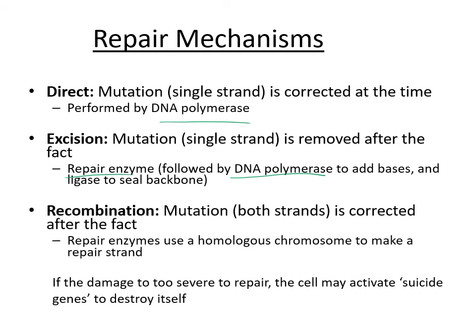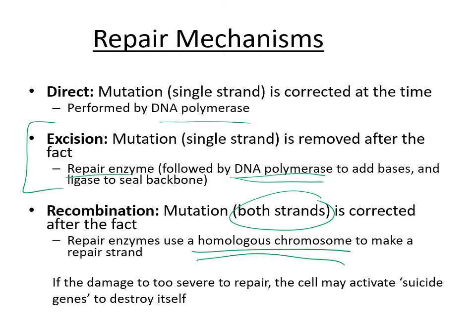And recombination, where, again, excision would be for one single strand. We still have the other one that you could use to be read to find out what the proper message is. So if you cut out a T, then looking over at the A, I know a T has to go back in there. So that can happen with the excision. With recombination, you have both strands being corrected after the fact. And obviously, if you are cutting out and replacing both strands, you don't have a template to go off of, except all of our chromosomes come in pairs, except for Y. And so those homologous chromosomes can actually be used to repair that double-stranded portion.